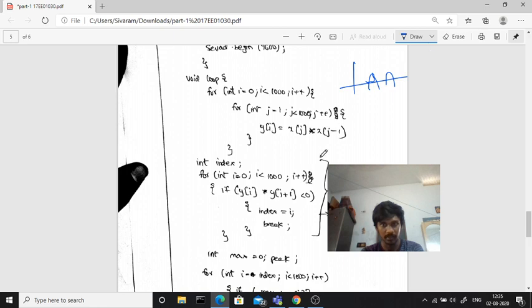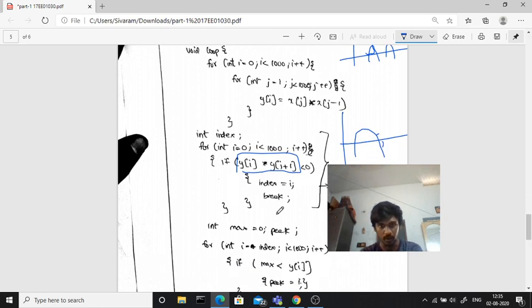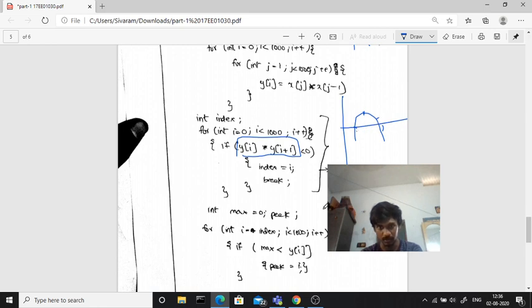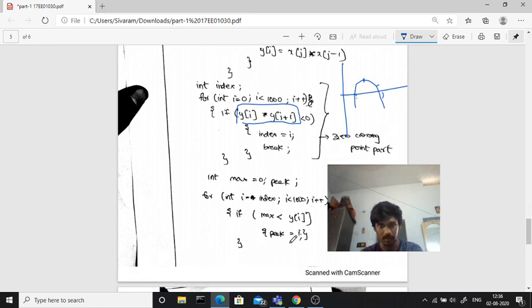For applying the zero crossing point, we use this condition where x of i into x of i plus 1 is less than 0. If there is a graph like this, and this is positive and this is negative, multiplying them will give us a negative value. So this gives a zero crossing point, and once we get the first zero crossing point, we store that value in that index. Once we get the index of that value, we need to find the peak, which is next. So we again run the for loop from this index to 2000. Once we get a maximum value, we store it in peak.